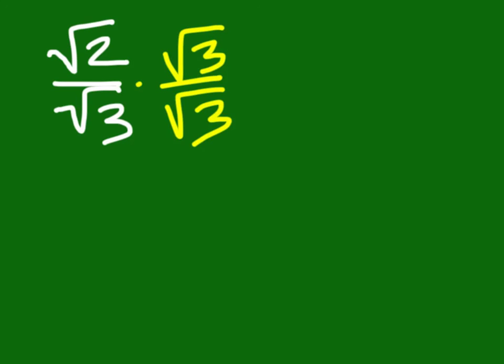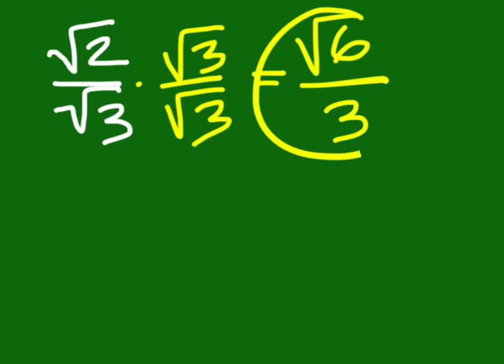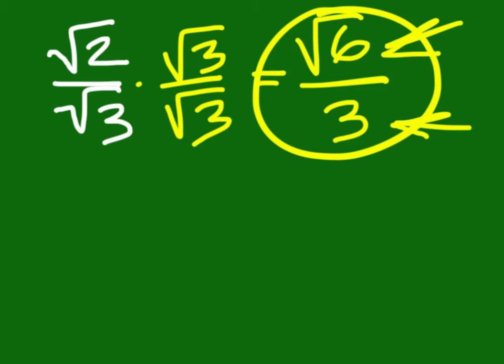Here's example 3. You have a square root over a square root. You still follow the same steps. Square root of 3 over square root of 3 multiplied against the original problem. On the top you would get square root of 6, and on the bottom you get a 3. This cannot be simplified, and there is no fraction that can be simplified.